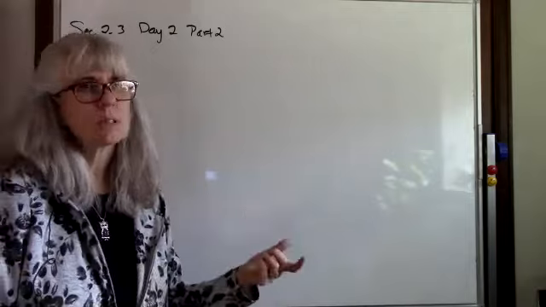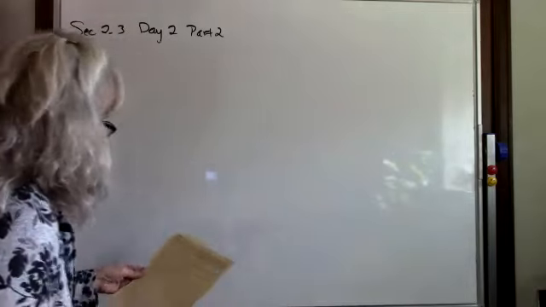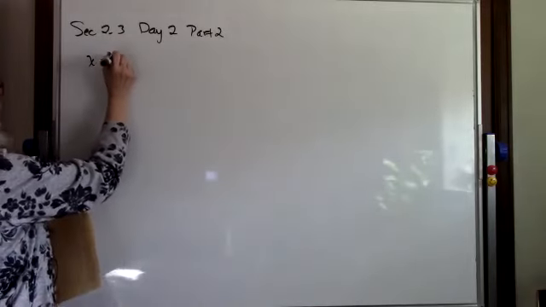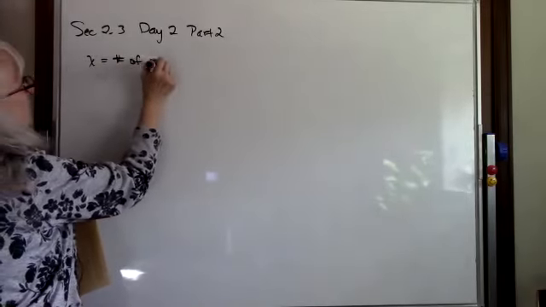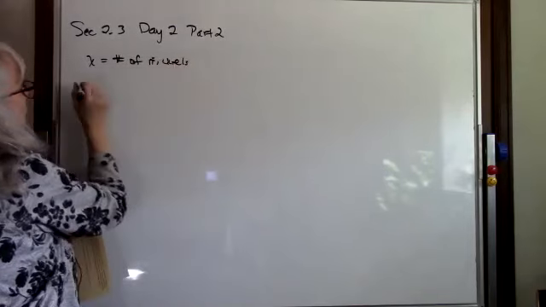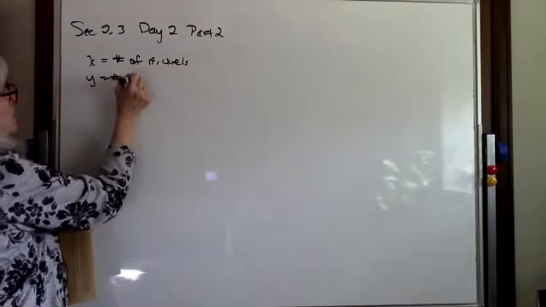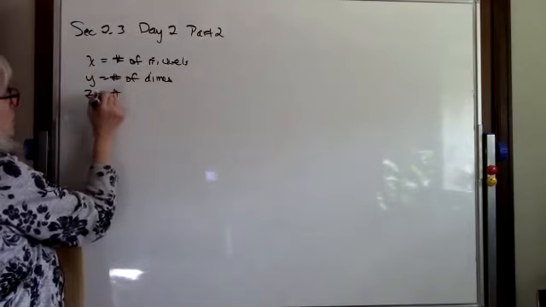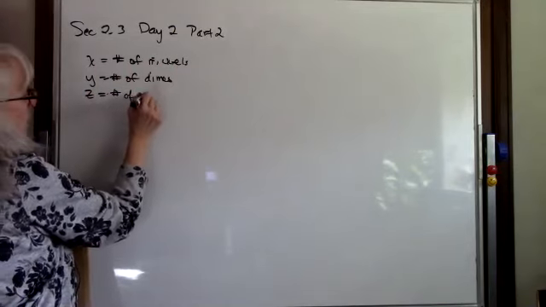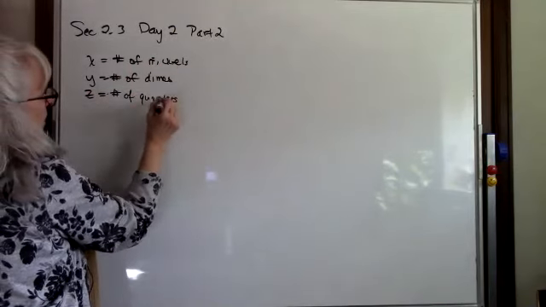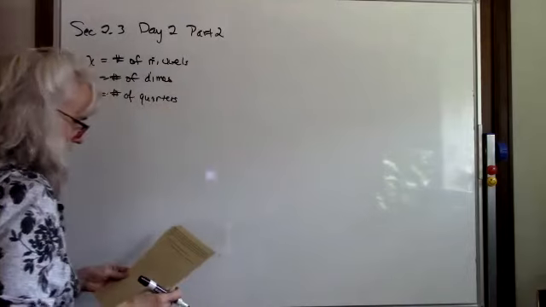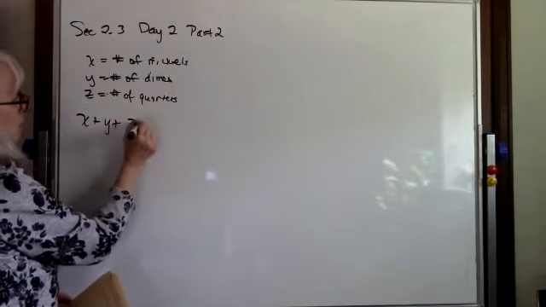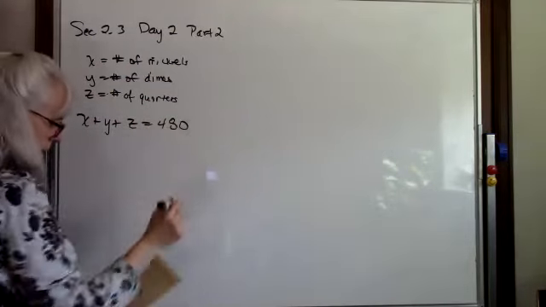So it's a slightly different twist on part A. Let's define our variables again. I'm going to let X equal the number of nickels in her collection, Y equal the number of dimes, and we'll let Z equal the number of quarters. So we know that she's got 480 coins altogether, so X plus Y plus Z equals 480.